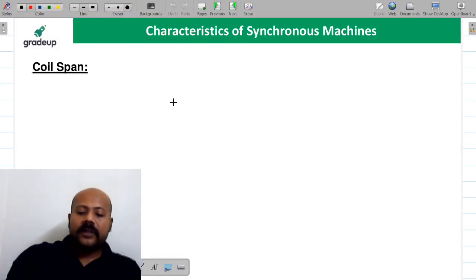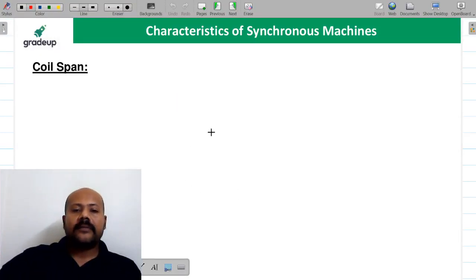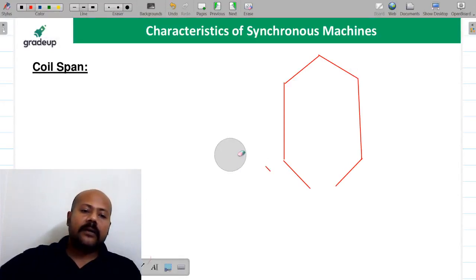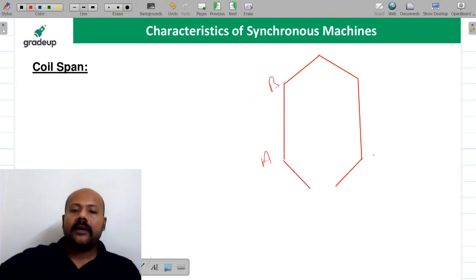Now beta, we want to discuss the coil span. What is the coil span? Some of you may be comfortable, some of you may not be comfortable. Just focus here and you will understand this. Suppose this is a coil and these are the two coil sides. Suppose AB and CD like this. This portion beta we call as overhang portion.